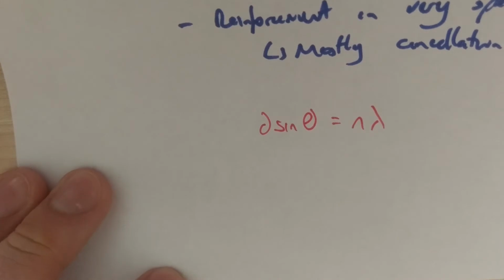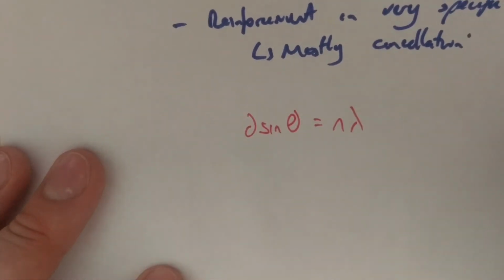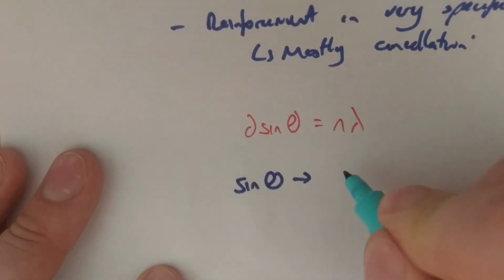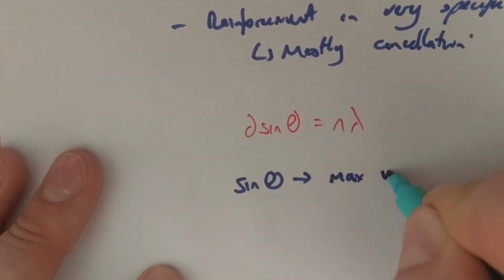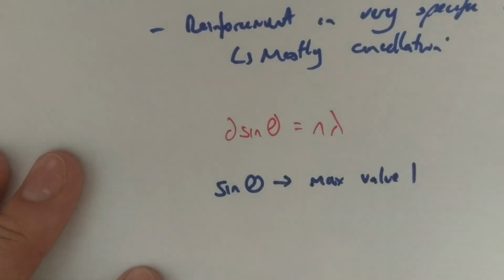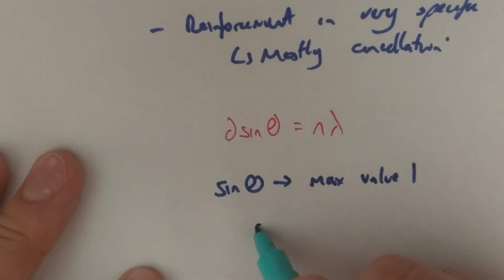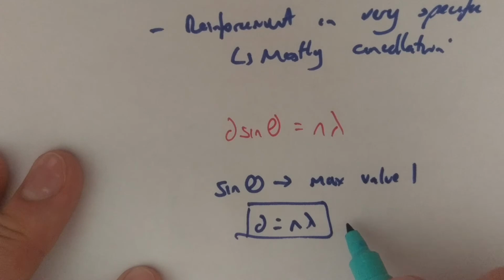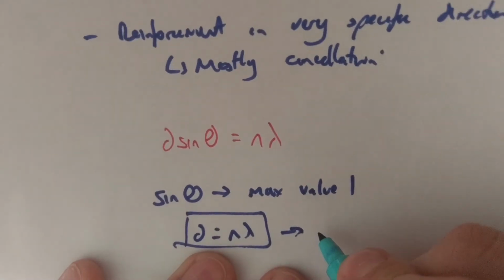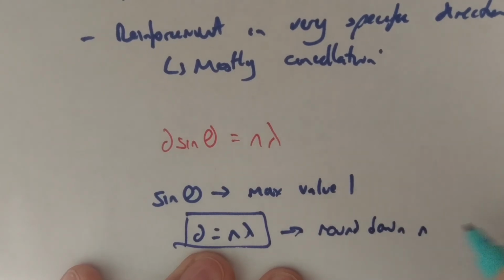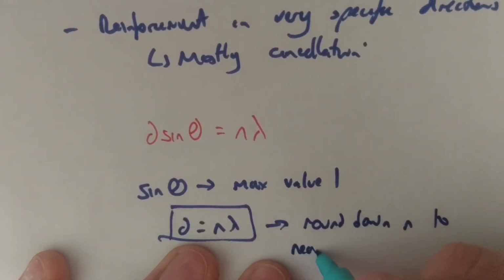One thing they quite like asking is what total maxima you are going to see. Key thing to remember: sine theta has a maximum value of 1. So if in this equation you put sine theta equals 1, you cancel it down to d equals n lambda, and then rearrange that to find the number of maxima. The key thing when you're doing this is you round down n to the nearest integer.